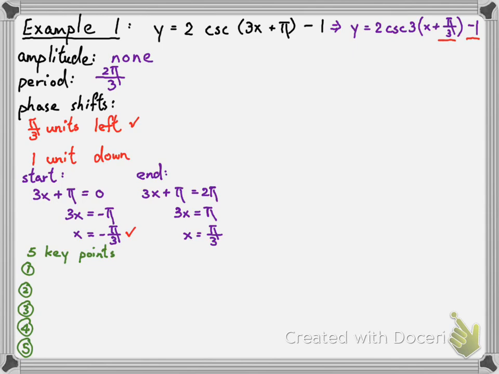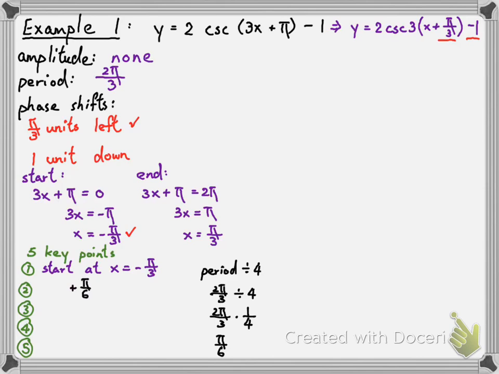So then the 5 key points, we will start at x equals negative pi over 3. That is what we just found. Now, do you recall what is the magical formula for finding the 5 key points to locate those important points? Which is having the period divided by 4. Yes, so we will have 2 pi over 3 divided by 4. When we have a fraction divided by 4, that means multiplied by its reciprocal, multiplied by 1/4. As we simplify, then we will have pi over 6. Therefore, we would have each of the previous value plus pi over 6 to locate the important key points.